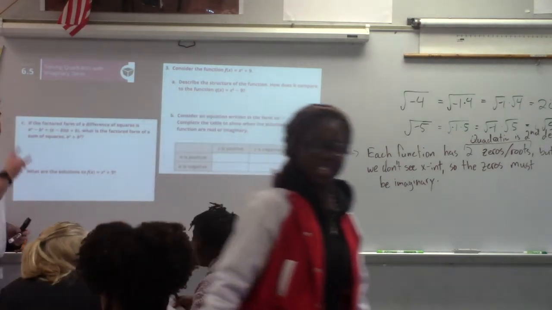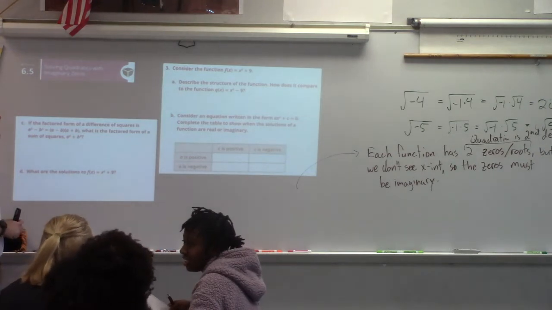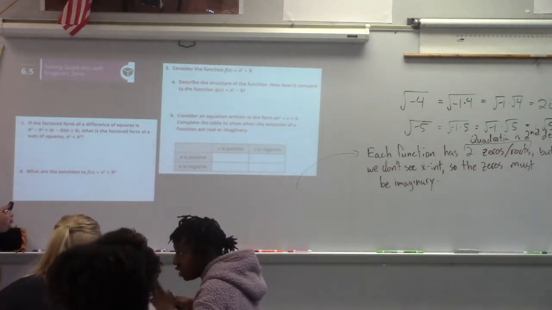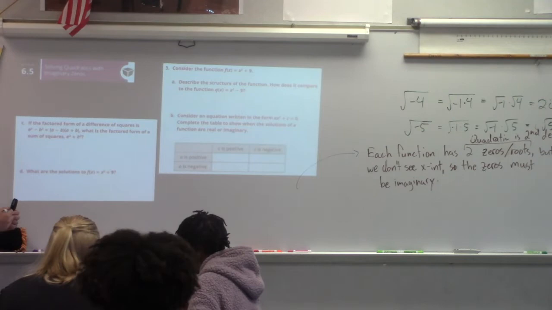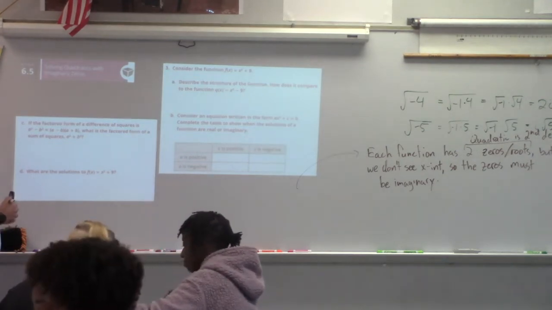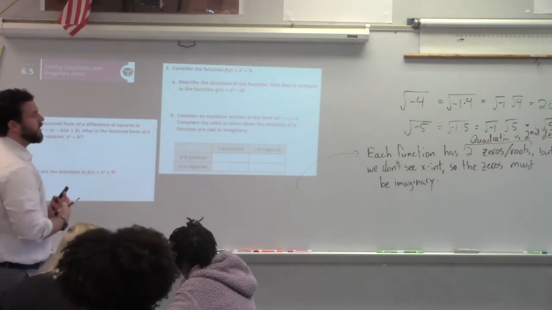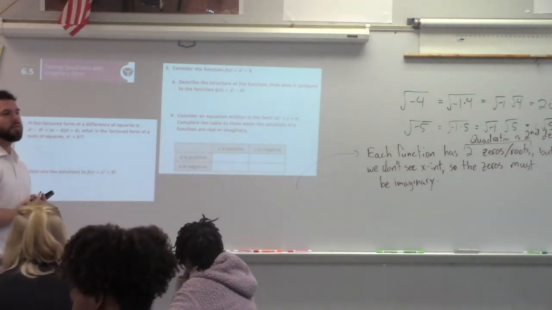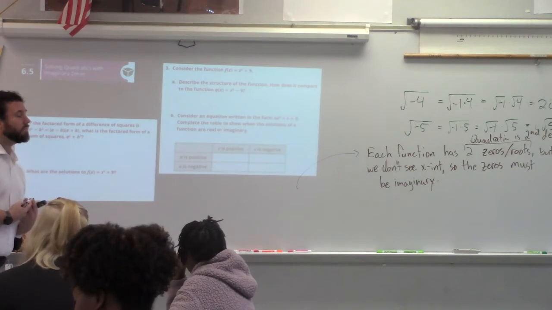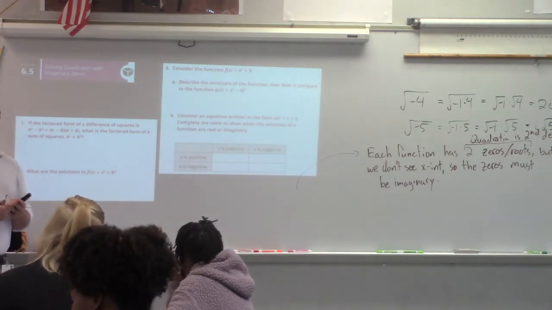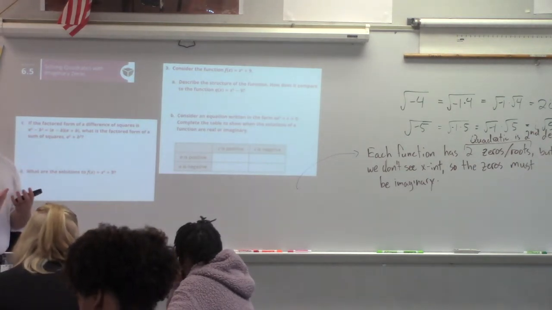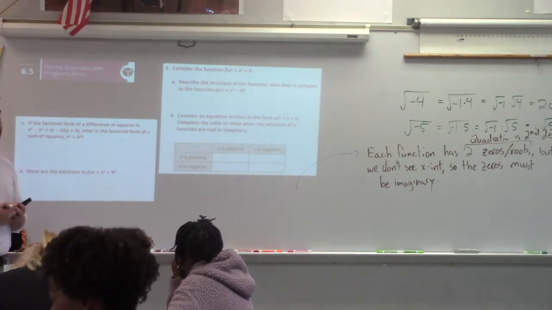So let's look at number 3, starting on this one. So we're looking at just x squared plus 9 at this point. Describe the structure of the function. How does it compare to the function q of x equals x squared minus 9? Very, very similar. But, hey, I'm teaching. Okay. Does anyone recognize the structure of x squared minus 9? It's something we've talked about in class a couple times.